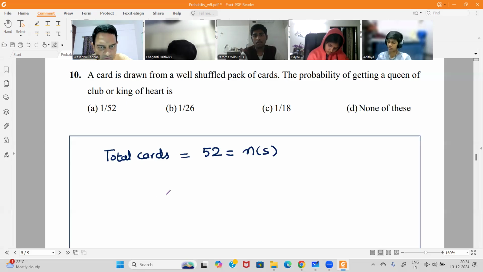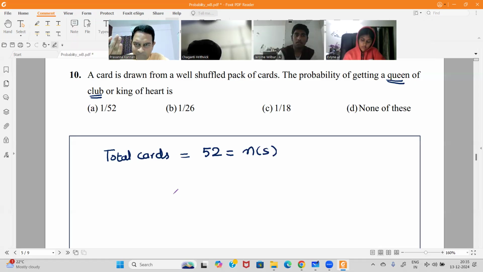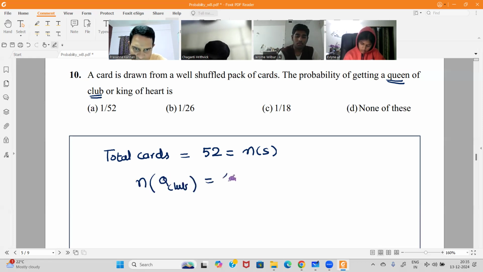Okay. Now tell me one thing. Club cards, how many we have? 13, sir. Very good. Queen cards, how many we have? 4. Club queen, how many we have? Queen cards, 4 are there, no? What are those 4? Club queen, diamond queen, heart queen, spade queen. Correct or not? So 4 queens will be there. So in that club queen, how many? 1, sir. Only 1, right? So number of club queen, only 1, isn't it?